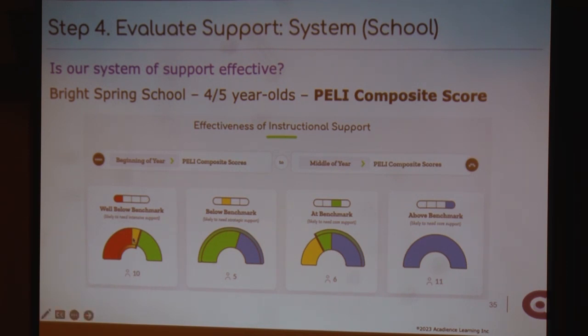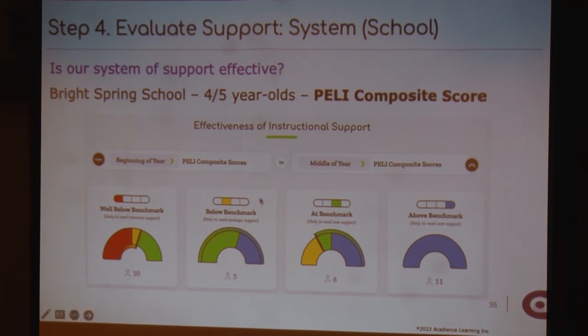Well, it looks like 5 of them by middle of year have moved up. 1 has moved up to below benchmark. 4 of them have moved up to benchmark. Yay. 5 kids haven't, but it's still middle of year. Who are they? What kind of progress have they made? Oh, they're actually making progress. They're almost there. Oh, nope, they're still at 0. What do we want to do about that?